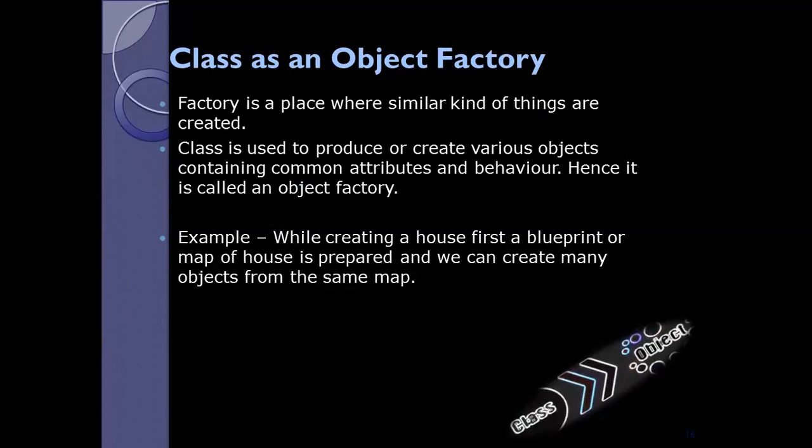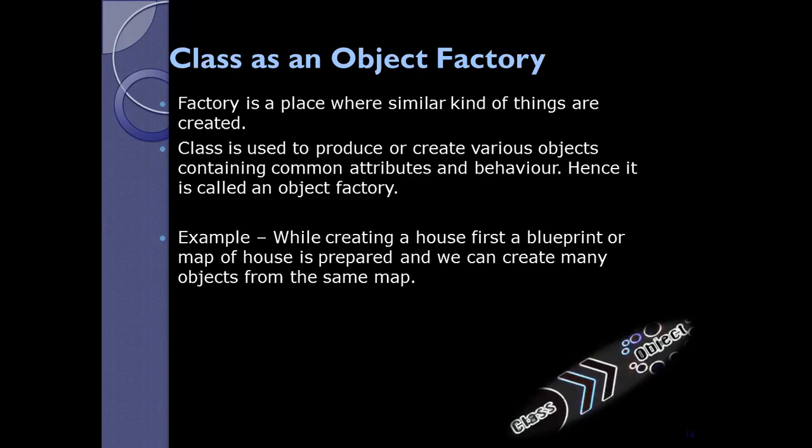Coming on to a very important topic, class as an object factory. Why class is known as an object factory? Everyone knows that factory is a place where similar kind of things are created. Similarly, in a class we can produce various objects containing common attributes and behavior. Hence, it is called an object factory. We have already seen that in a class we may have any number of objects. That is, a class is used for creating objects, and so class is known as an object factory.